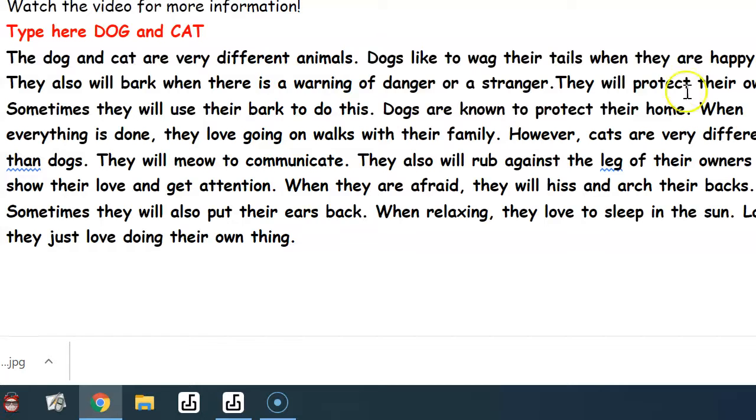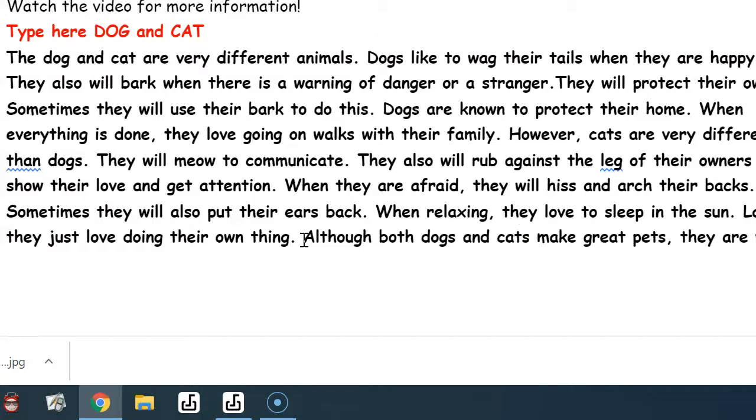My wrapping up sentence, remember I opened up with the dog and cat are very different animals? So they are really different, but yet they're kind of similar in some ways. People love cats and dogs, and maybe you're going to find something that's interesting about both of those. They're very interesting animals, yet they're very different. So I'm going to say, although both dogs and cats make great pets, they are very different. Because that's all I'm talking about is how different they are.